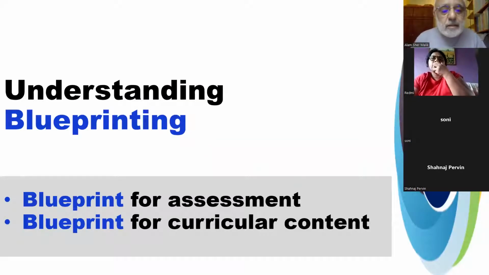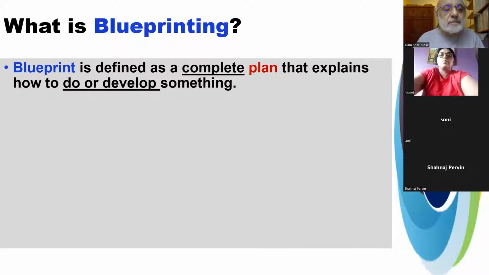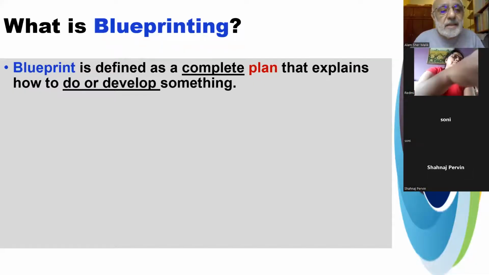So having clear the concept, those three concepts, let's move forward and try to understand the blueprinting for assessment and blueprinting for curricular content. What is blueprinting? Blueprinting is defined as a complete plan that explains how to do or develop something. That is a very comprehensive, short definition. It's a complete plan that explains how to do or develop something.